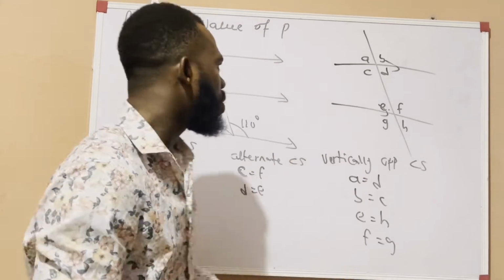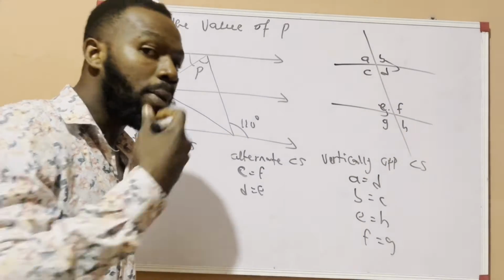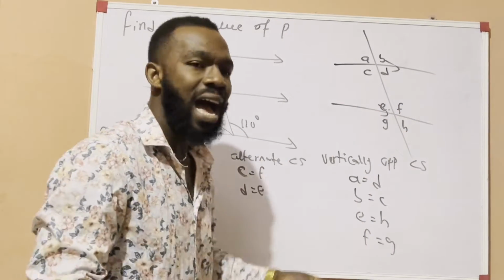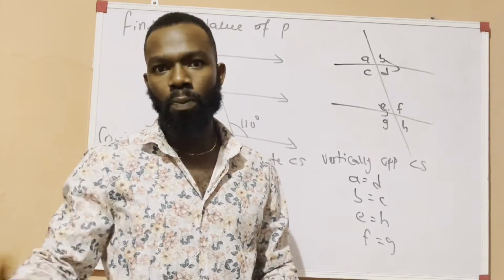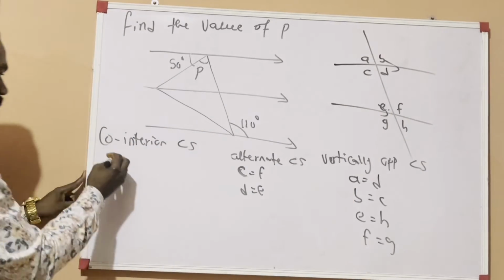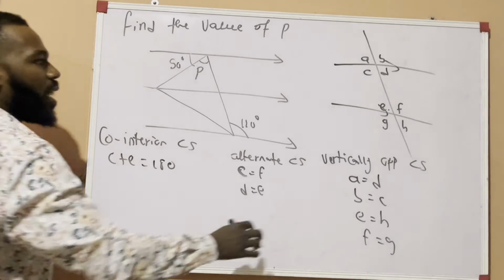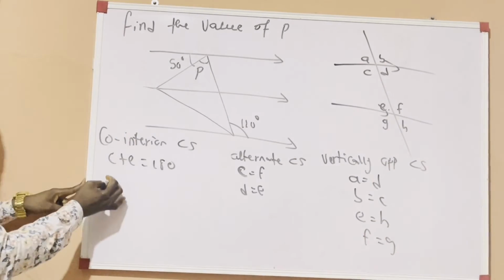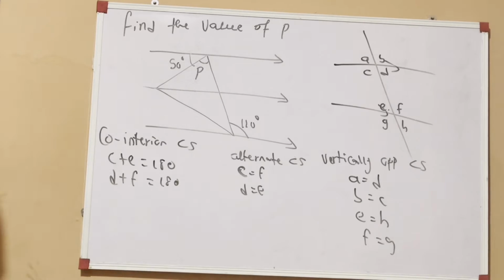Are you with me? So here it means C plus E is equal to 180, because we said co-interior angles are angles that are added up to 180 degrees, i.e. they are supplementary. So here it becomes C plus E is equal to 180, and D plus F is also equal to 180. Are you with me? So it is as simple as this.